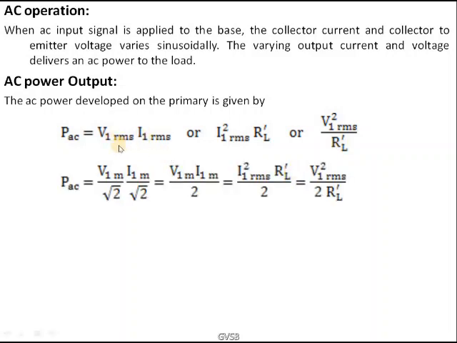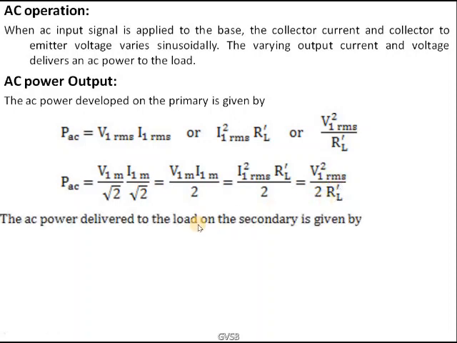The RMS values can be written as V1 RMS equal to V1 maximum divided by root 2, and I1 RMS can be written as I1 maximum divided by root 2. That is equal to V1m I1m by 2, since the root 2s get multiplied and we get 2. So in terms of I, this PAC can be written as I1 square RMS RL dash by 2, or else in terms of voltage it can be written as V1 square RMS by 2 RL.